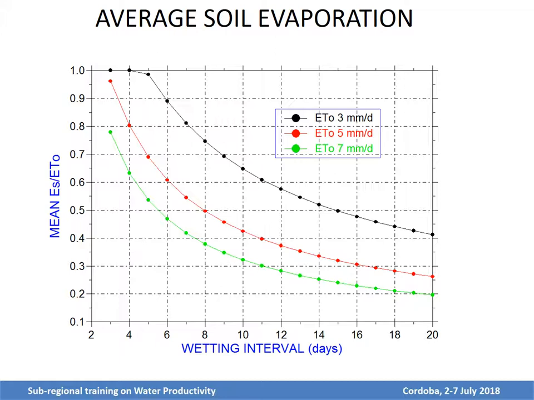If the wetting interval increases, the soil evaporation is reduced. For instance, if the wetting interval is 14 days, every 2 weeks, we see that in spring we would have a value of 0.5 for the ratio of soil evaporation to ETo, and less than 0.3 during the summer.